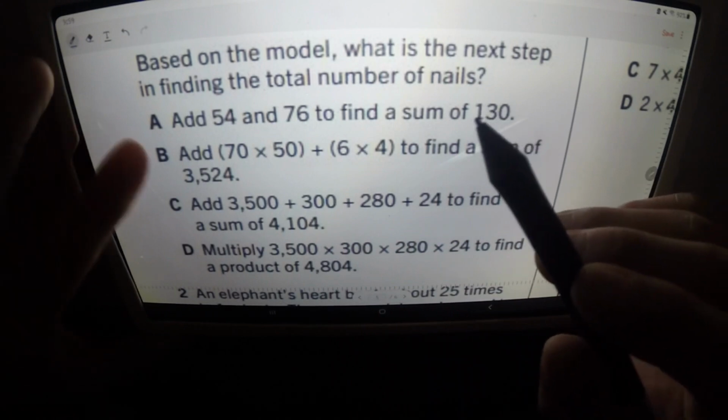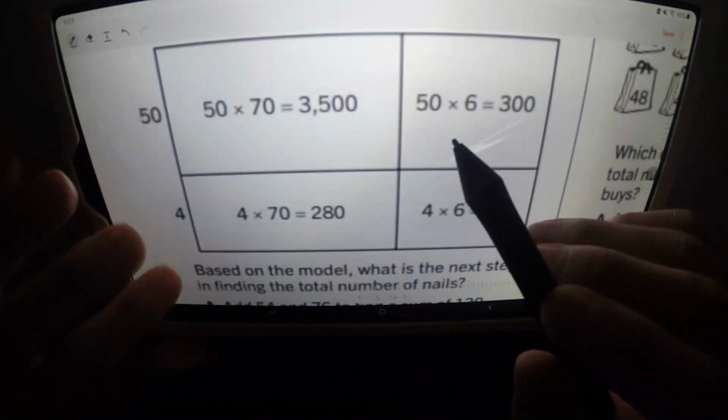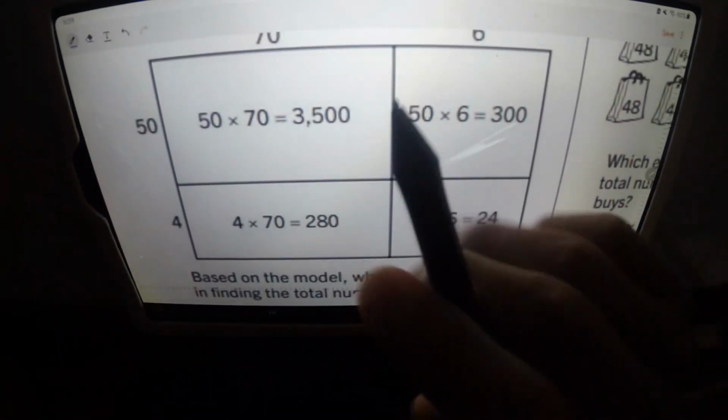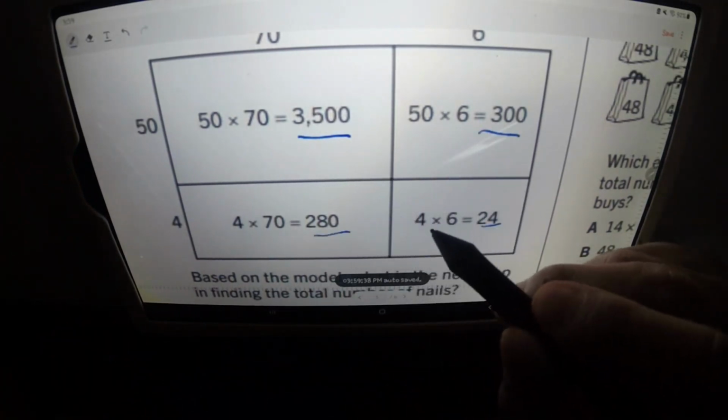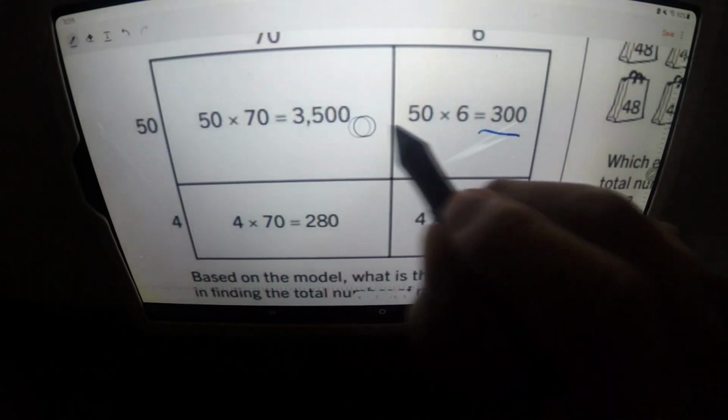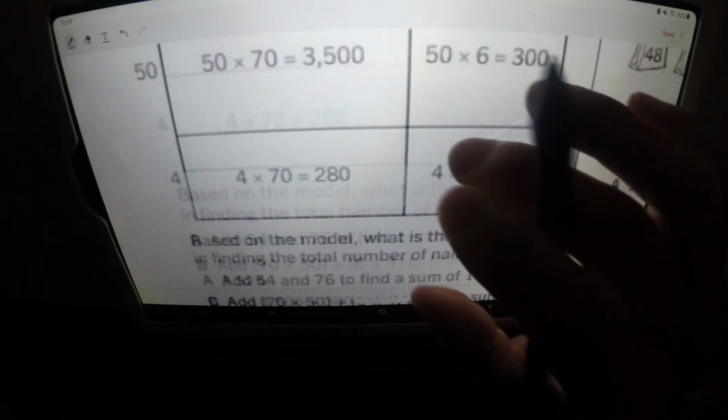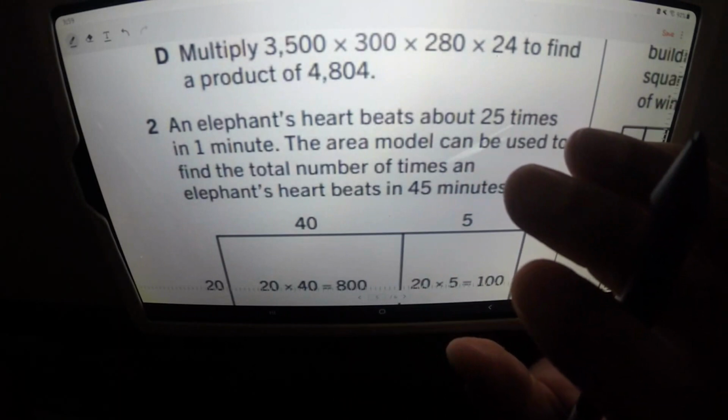So again, in order to find the total number of all the nails, add this, this, this, and this, and then find the answer in the multiple choice questions I give you. I'm not going to try to give you the answer because it probably won't help you.